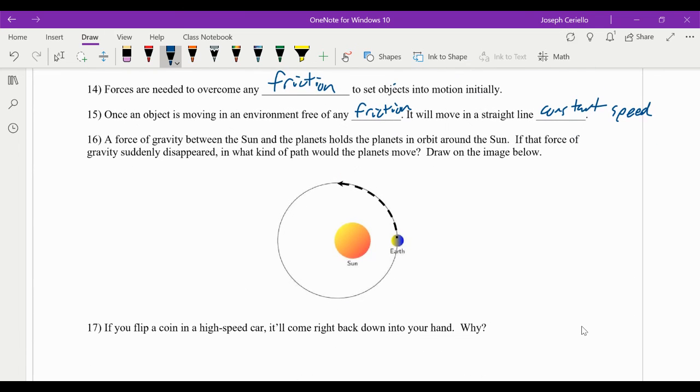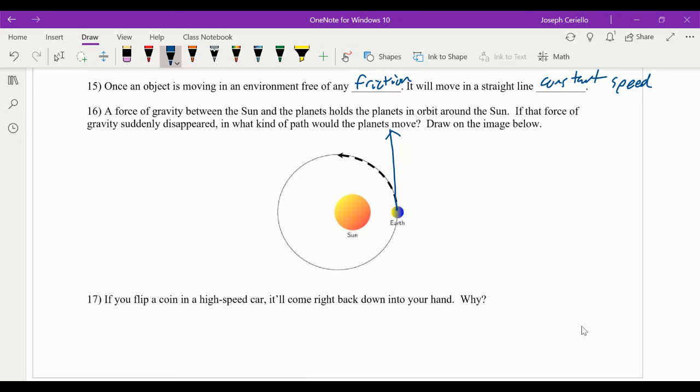So let's think about this thought experiment. The force of gravity between the Sun and the planets holds the object in orbit around the Sun. If the force of gravity suddenly disappeared, what kind of path would the planet move in? Draw on the image below. So you have to know Newton's first law here, and it's a pretty cool thought problem. So Earth is going around, going around, going around. If the Sun were to disappear, there'd be no more force of gravity. Therefore, the Earth must move in a straight line at constant velocity. So if at this one point here, the Sun just disappeared, the Earth would just go in a straight line forever. That's just where it would go.